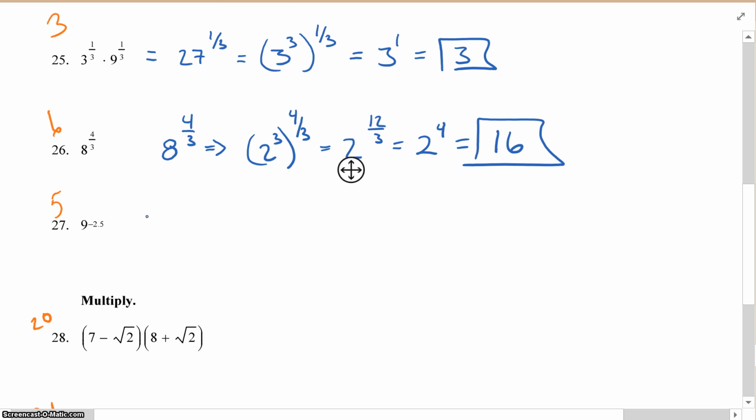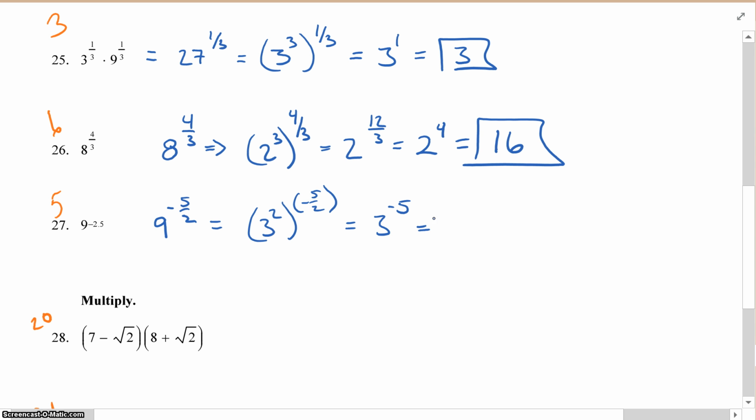9 to the negative 2.5. Some people, when they did this, they put it in their calculator and got a decimal and wrote that down and got it wrong. So first, let's convert it to a fraction. So that's going to be 9 to the negative 5 over 2. All right, let's prime factor 9. So that's going to be 3 squared to the negative 5 over 2 power. So that's going to be 3 to the negative 5th power.